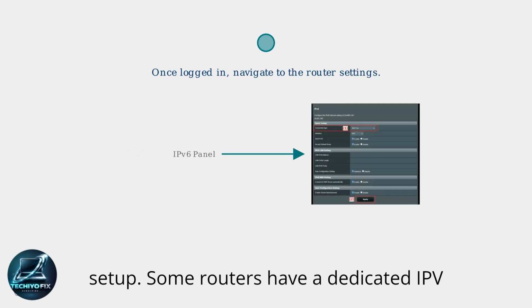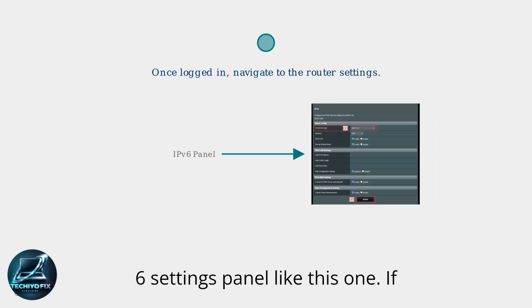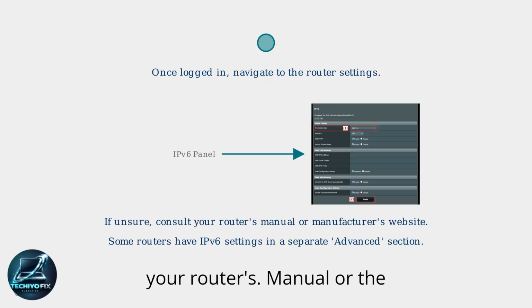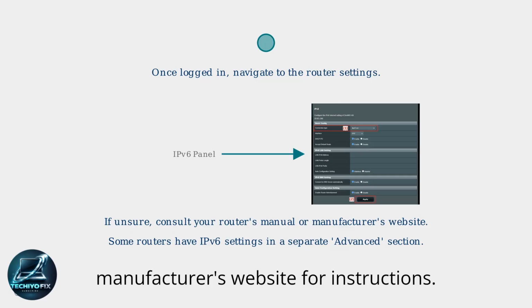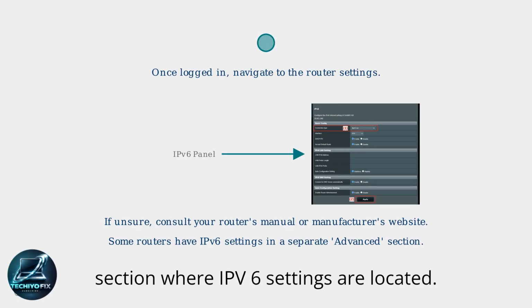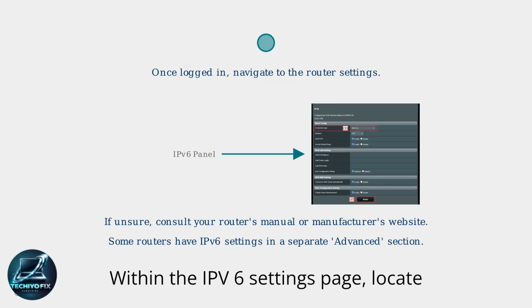Some routers have a dedicated IPv6 settings panel, like this one. If you're unsure about the location, consult your router's manual or the manufacturer's website for instructions. Some routers may have a separate advanced section where IPv6 settings are located.